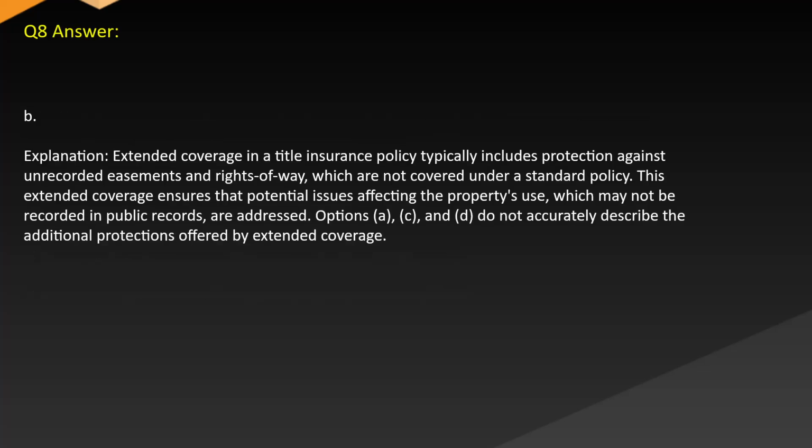Answer: B. Explanation: Extended coverage in a title insurance policy typically includes protection against unrecorded easements and rights-of-way, which are not covered under a standard policy. This extended coverage ensures that potential issues affecting the property's use, which may not be recorded in public records, are addressed. Options A, C, and D do not accurately describe the additional protections offered by extended coverage.